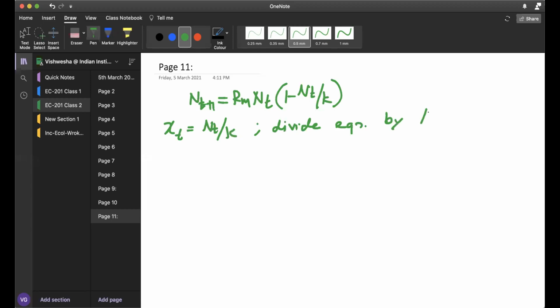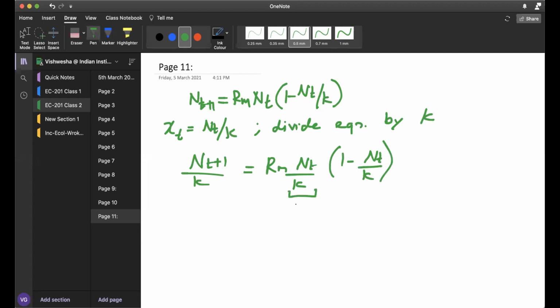by K, what do we get? I get n_{t+1} by K is equal to R_m n_t by K times (1 minus n_t by K). You can see that this n_t by K comes three times: once here, once here, once here. What is this? This is x_t. What is this? This is also x_t. And what is this? This is x_{t+1}.